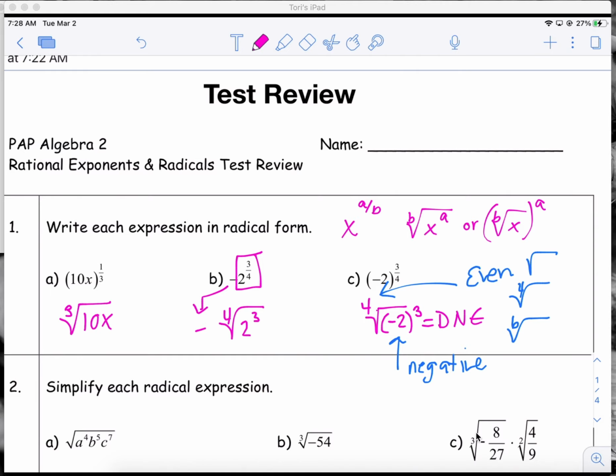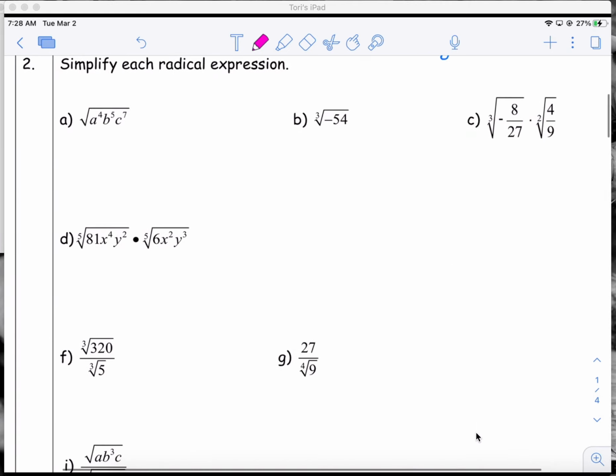All right, let's go down to the next section. This is simplifying radical expressions. So everything should end as a radical. It's fine for you to use rational exponents, the fractions, back and forth to get your answer, but you should never end with that. Whatever it starts with, it has to end with, okay?